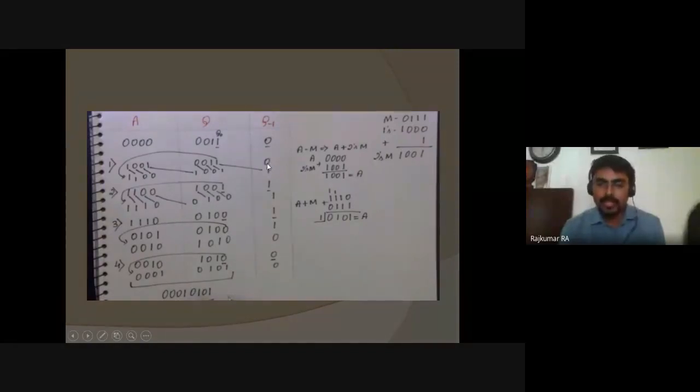Now we just shift. We don't compare anything. We don't compare q0 and q minus 1, we already compared it. After the comparison, we performed the a minus m. Now we just shift it as per the flow chart.